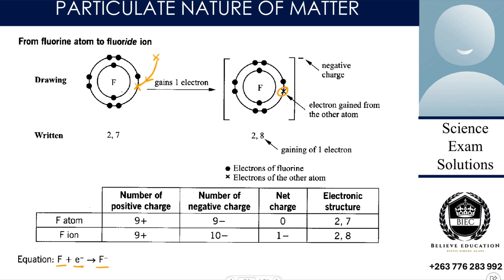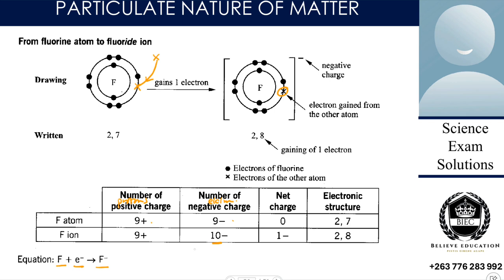minus. And so if we were to analyze the positive charge, which is the number of protons, the number of protons will be 9. Then for the atom, the number of electrons will be 9. But the number of electrons for the ion, we have gained 1, and so it becomes what, 10 minus. Why is it becoming 10 minus? Because we are saying an electron is negative.